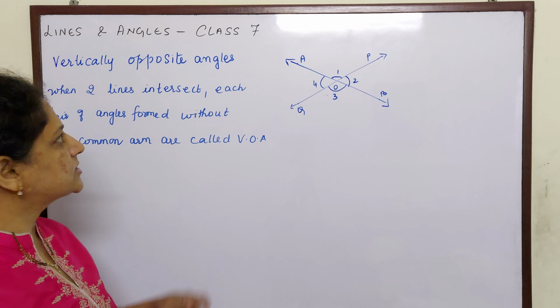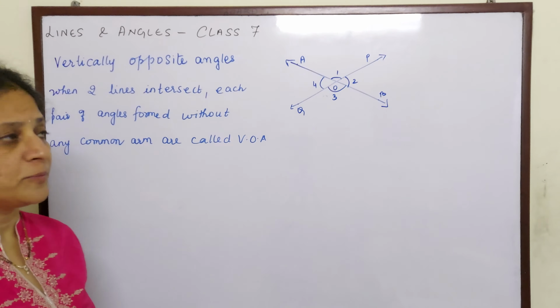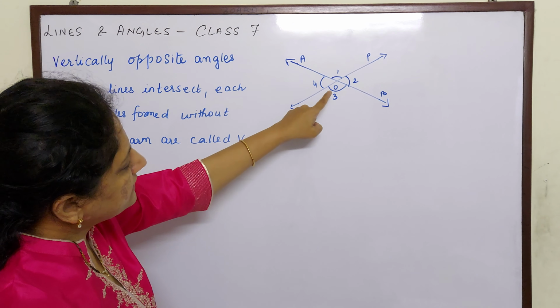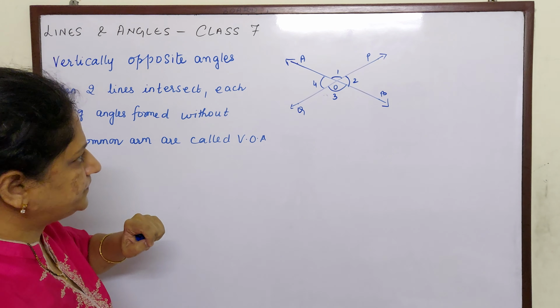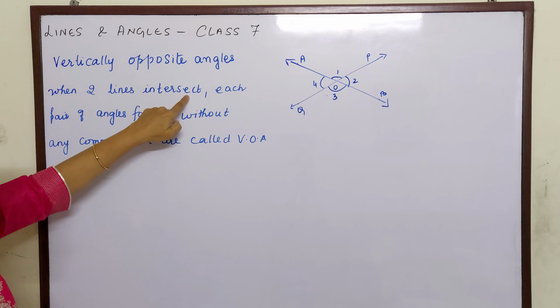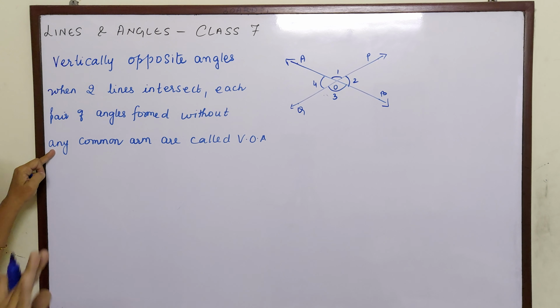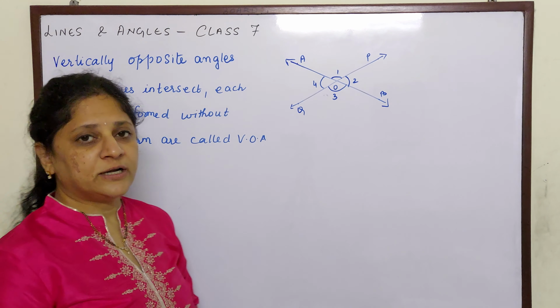Now let us learn the next topic children, vertically opposite angles. What they have said is, when two lines intersect, each pair of angles formed without any common arm are called vertically opposite angles. That means now AB is one line and PQ is another line. They intersect at point O. So when two lines intersect, they intersect at point O. Each pair of angles formed without any common arm are called vertically opposite angles.